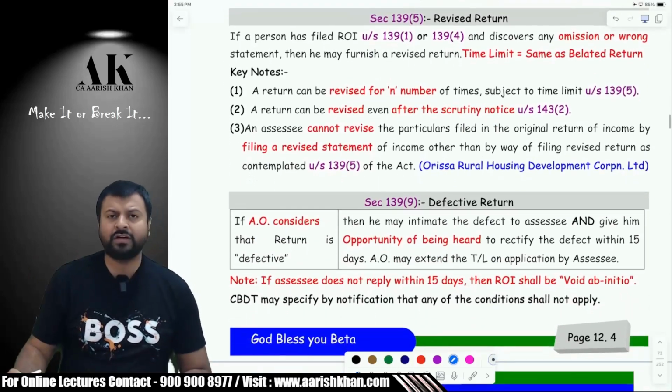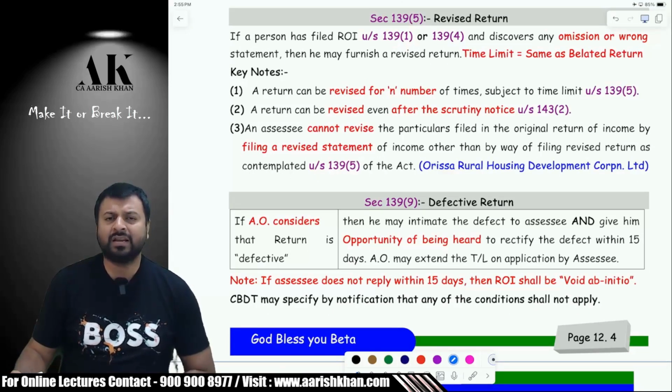Now, next section 139.5. Sir, if there is a return in which there is some mistake, some omission, some error, can I rectify that?